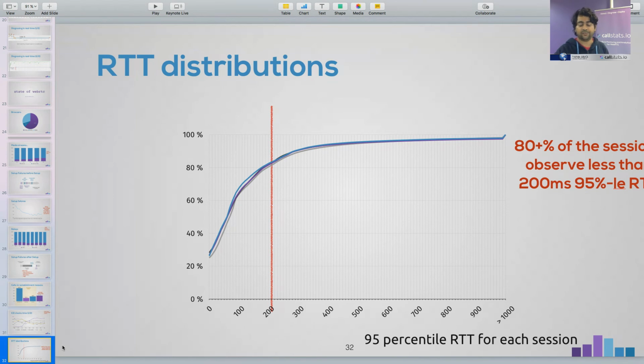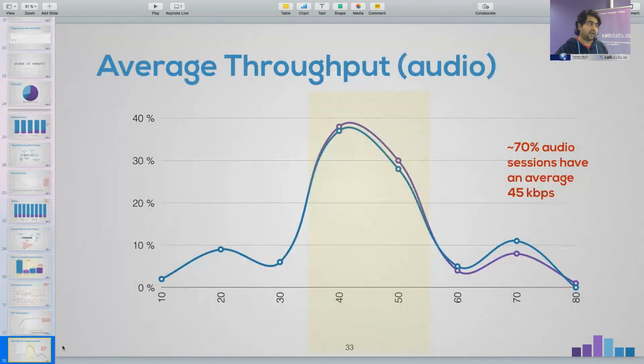average RTT. Average throughput for audio: 70% of the audio sessions have an average throughput of 45 kilobits per second, which is also cool. That means that you can do Opus, you can do a lot of other types of codecs, and it gives you enough room to get medium to decent quality audio across the network.